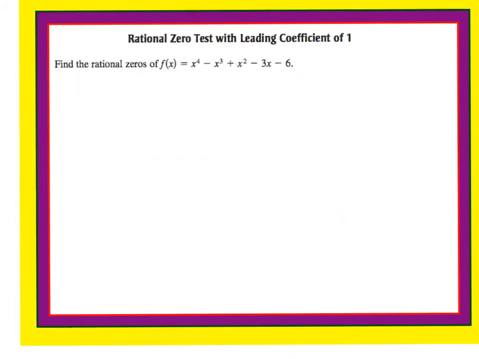So now I have x to the 4th minus x cubed plus x squared minus 3x minus 6. And before I do anything, I need to find my p's and my q's.